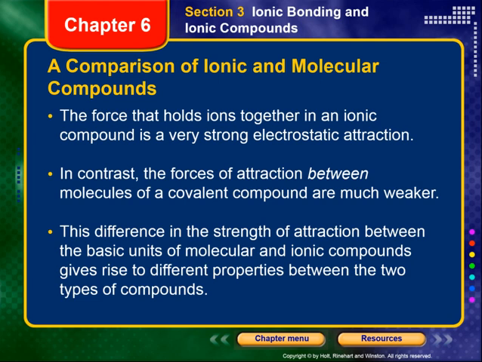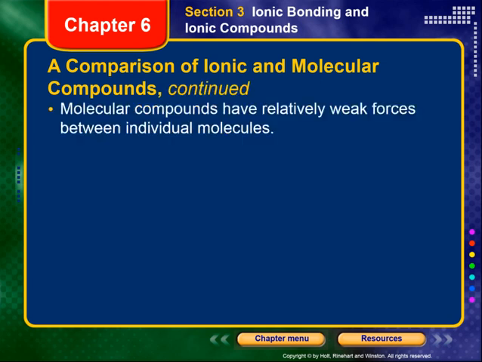You're right, but remember that there is a whole bunch of electron shielding going on, so that mitigates that overall electrostatic attraction. And functionally, it makes a covalent bond much weaker. This difference in the strength of attraction between the basic units of molecular and ionic compounds gives rise to the different properties that we see between the two types of compounds.